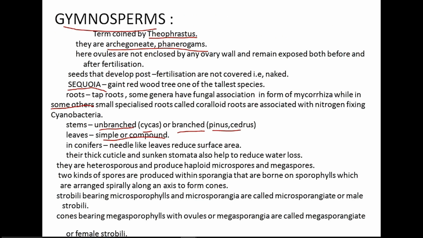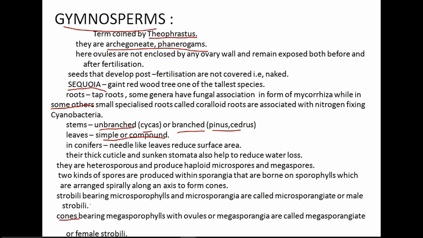Here the development of pollen grains takes place within the microsporangia, and the cones that bear the megasporophylls with the ovules or integumented megasporangia are called macrosporangiate or female strobili. So the microsporophylls or megasporophylls may be borne on the same tree. The example for that is Pinus, whereas they may be formed on different trees, as in Cycas.